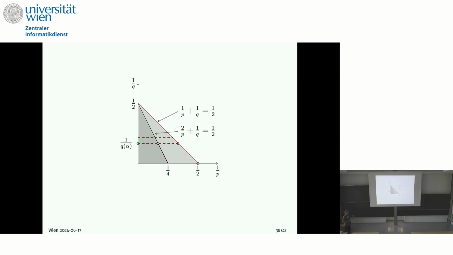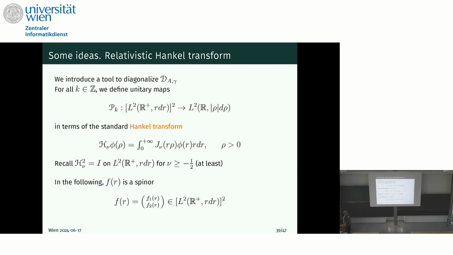Okay, so maybe I can tell you something about some ideas of the proof. It's a very concrete proof because it's a very specific operator, right? But still, you have some work to do. To represent the solution, you have to diagonalize the system. And the idea is to introduce this 2x2 system version of a Hankel transform, okay?